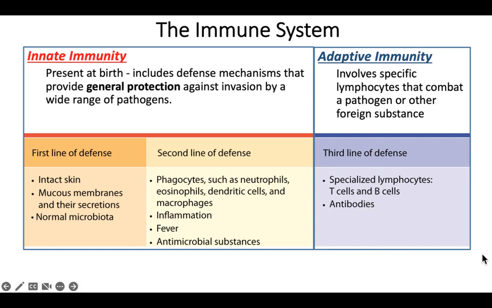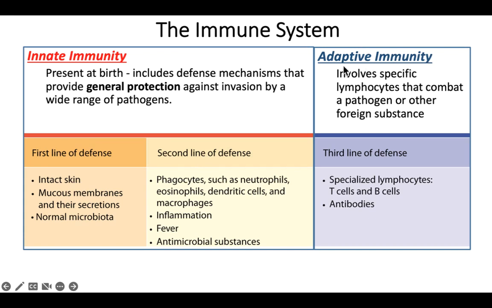Let's look at how the immune system is organized. So we can first divide it into the innate immune system, which is anything that's present at birth. This includes a general protection against invasion. So we're not going to be able to differentiate between different types of bacteria or different viruses. We're just trying to keep things out. So it's a very general mechanism. And that's going to include what we call first lines of defense and second lines of defense.